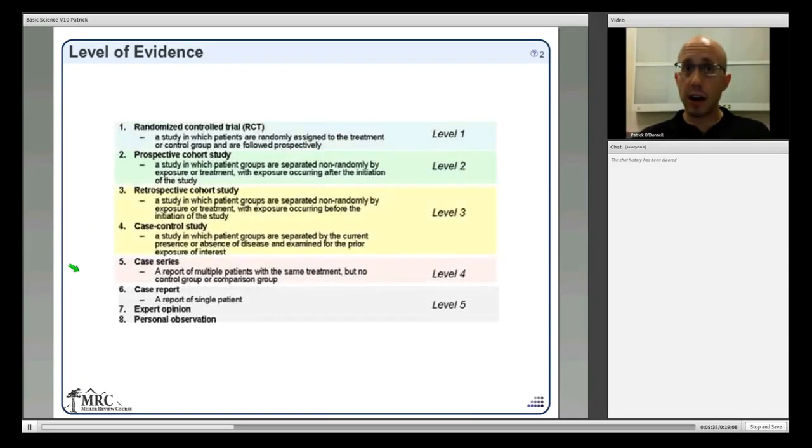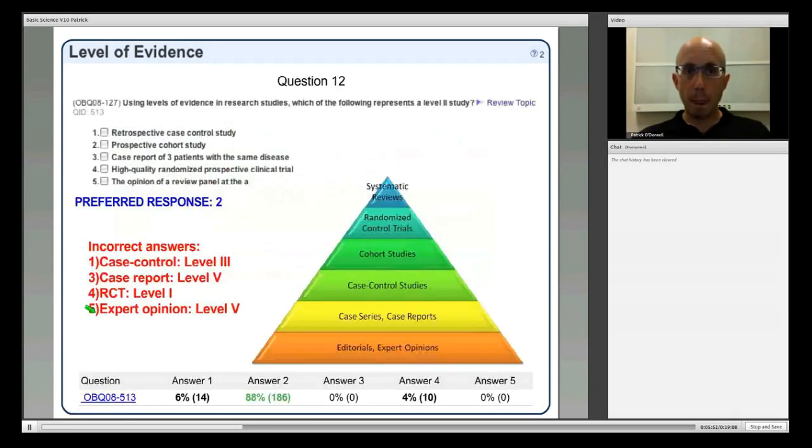Again, same slide. Randomized controlled trial, level 1. Prospective cohort, 2. Retrospective cohort study or a case control, level 3. Case series, 4. Case report, expert opinion, 5. Using level of evidence in research studies, which of the following represents a level 2 study? Correct answer 2, prospective cohort study. 88% got that correct. That's excellent.